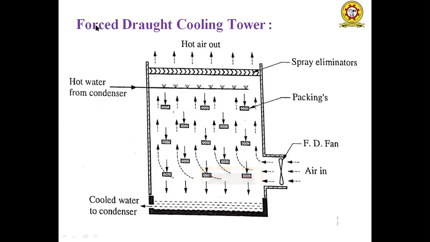Mechanical draught cooling systems are again broadly classified into two types: induced draught and forced draught. In that, here I am explaining the forced draught cooling tower. This is the diagram for the forced draught cooling tower. In these towers, the draught air is produced mechanically by using forced draught fans.